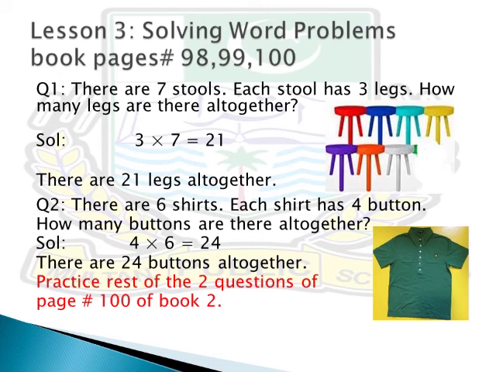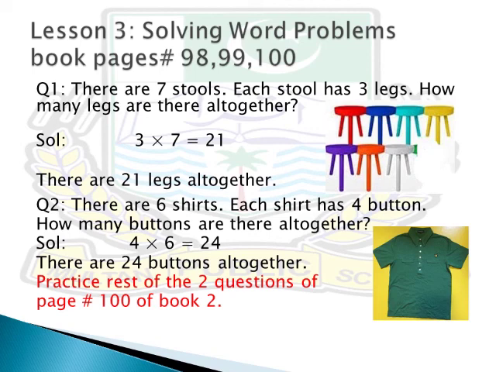There are 6 shirts. Each shirt has 4 buttons. How many buttons are there altogether? First of all, you have read the question. Good. Now underline. How many shirts are there? 6. How many buttons are there in each shirt? 4. Excellent. How many buttons are there altogether? Altogether means to add up. But add up has another meaning that is called multiplication. So we will take help from multiplication. 4 6s are 24. There are 24 buttons altogether.